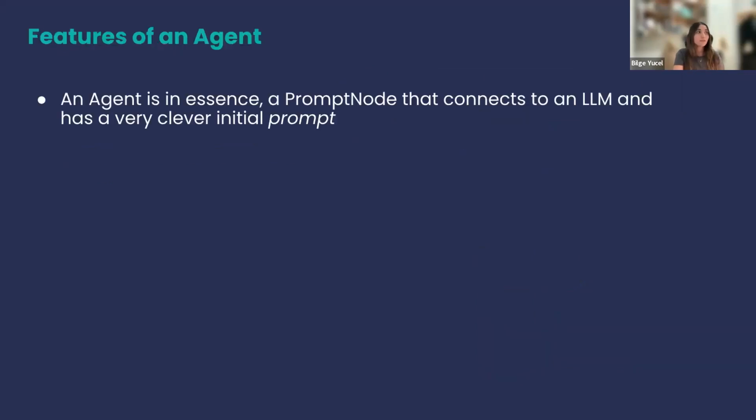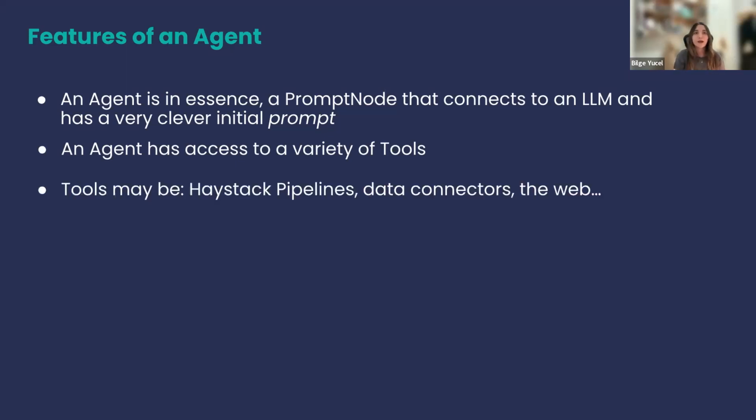So let's talk about the features of an agent. An agent, in essence, is a prompt node that connects to an LLM and has a very clever initial prompt. I'll talk about the prompt in the next slide, so you'll see how fancy the prompt is. The agent has access to a variety of tools. As I mentioned, it can have 1 tool or more, and you define the tools here. It can be Haystack pipelines as tools, data connectors, or the web itself.